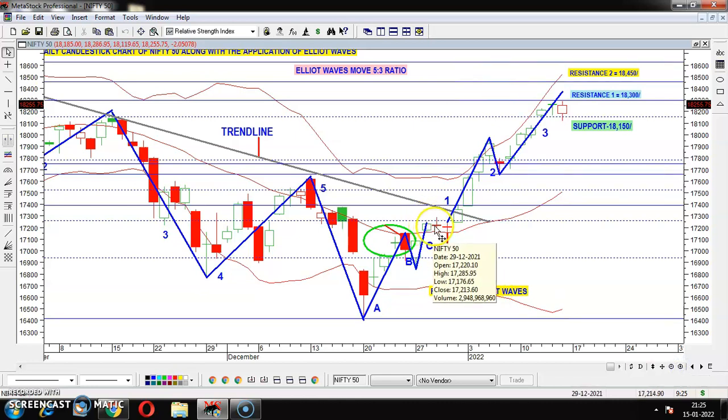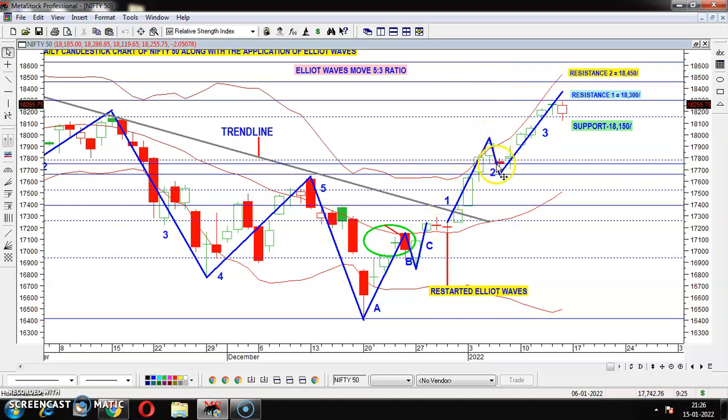Now we have to wait and see whether the market goes towards the upside or towards the downside. If the Elliott waves move towards the upside, definitely they should move in the same ratio, keeping the ratio intact. I mean, the 5:3 ratio. So you see, here an Elliott wave has started towards the upside. Now the first wave has already been completed. I have marked it here as one.